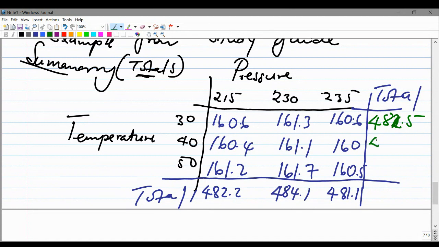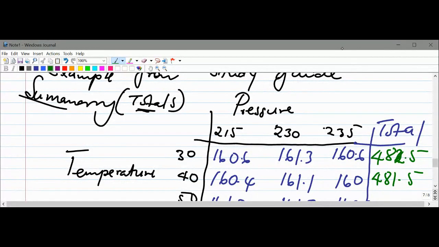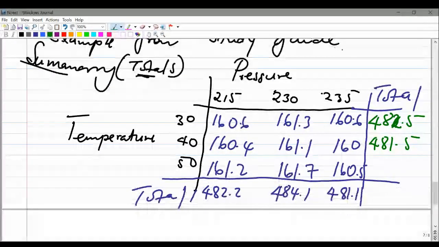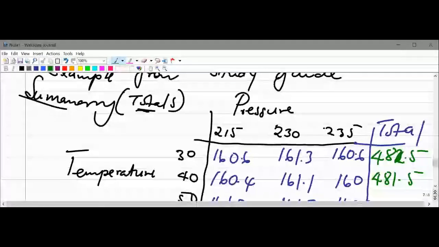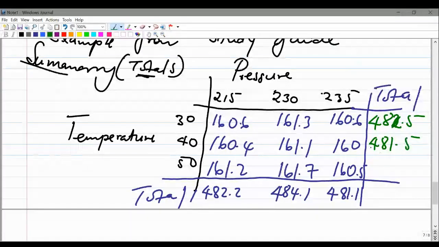481.5. Let's go. So far I managed to hear four voices. I heard Mtetwa's voice, CH's voice, Chris' voice, Novela's voice. What is happening with the other guys? Can I hear your voice, please? This one is what? 483.4. 483.4. And the total?